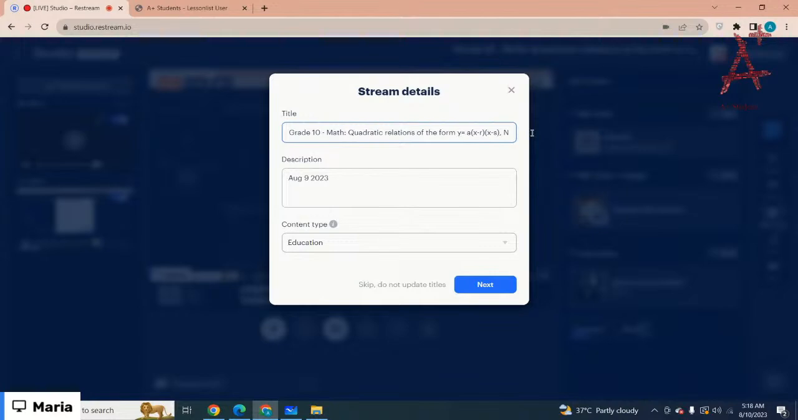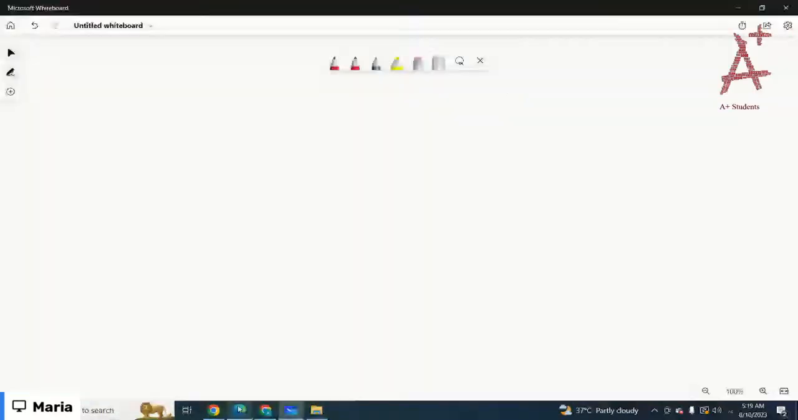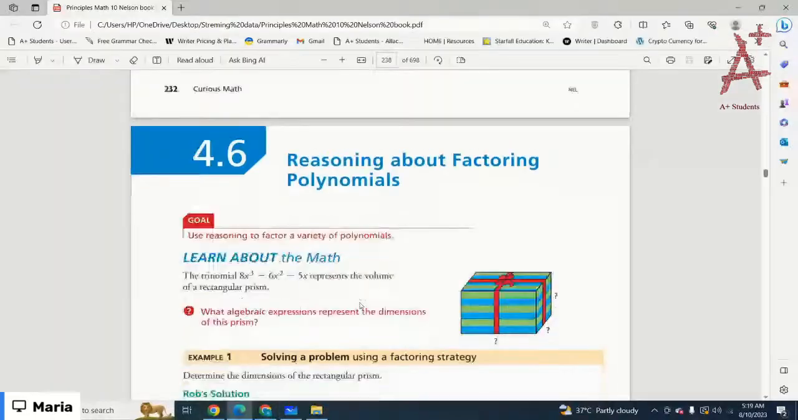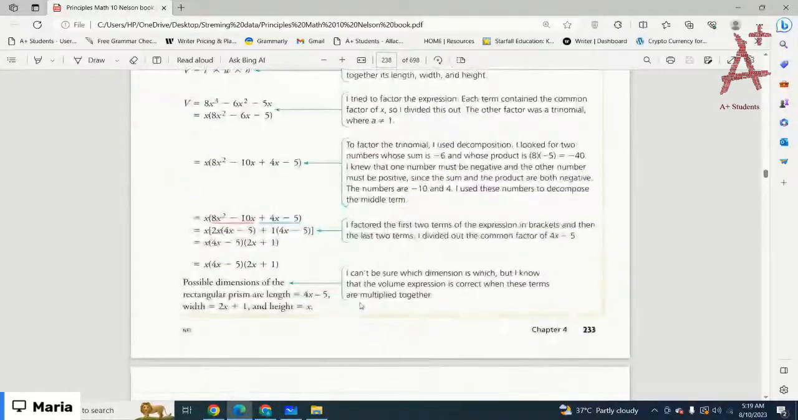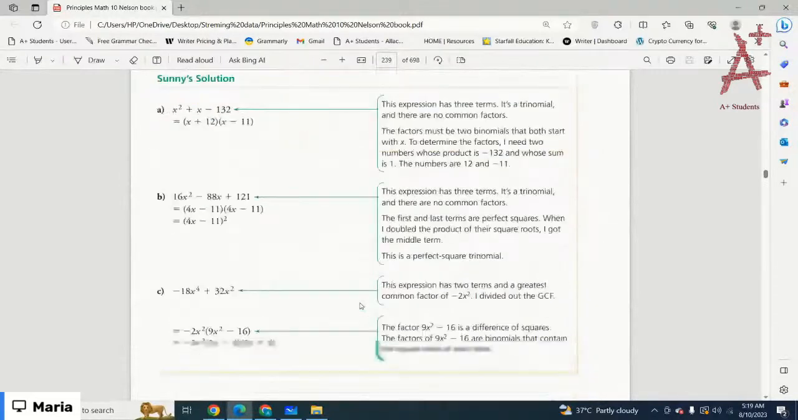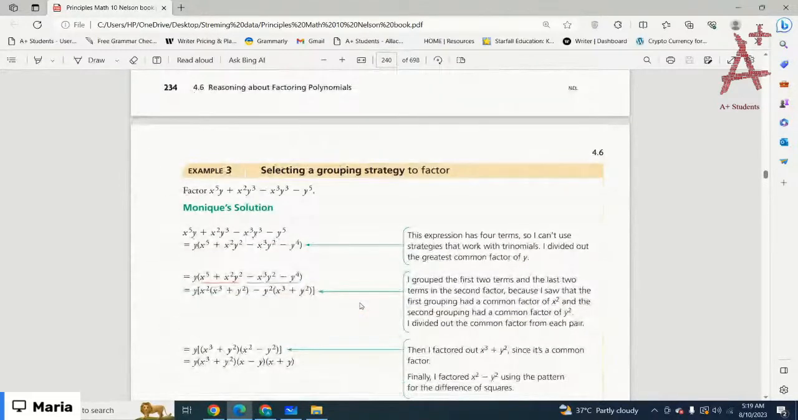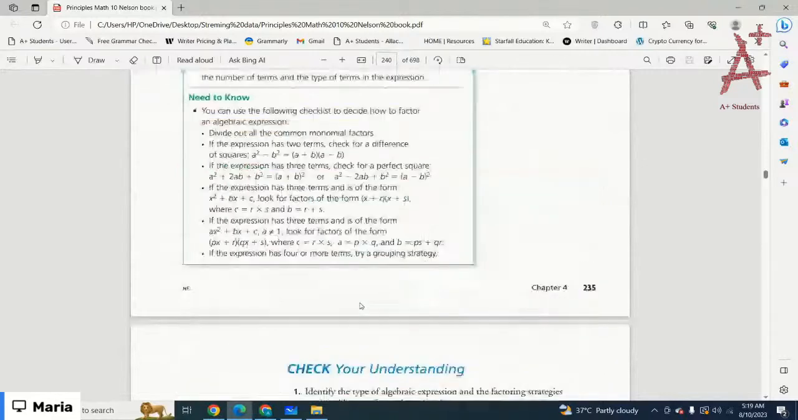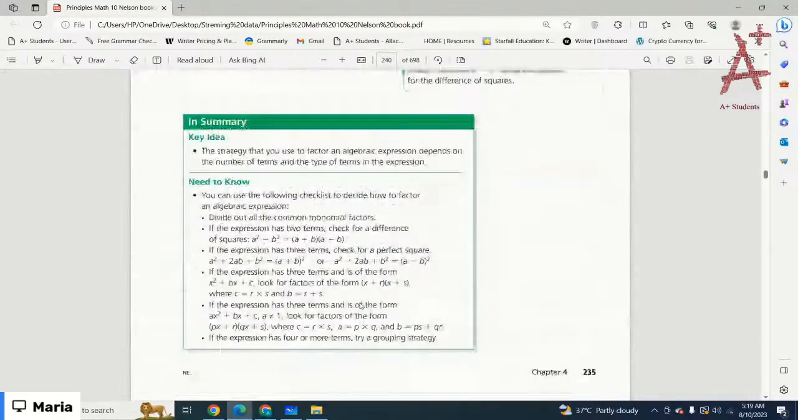Let's just start with 4.6, that is reasoning about factoring polynomials. Okay. The strategy you use to factor an algebraic expression depends on the number of terms and types of expressions in the expression. You can use the following checklist to decide how to factor an algebraic expression.